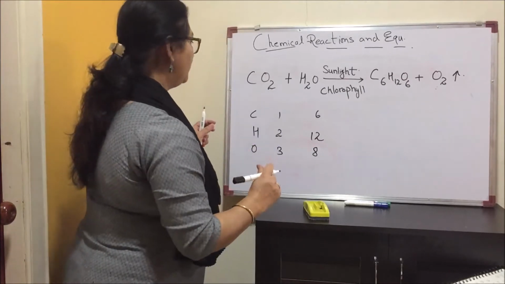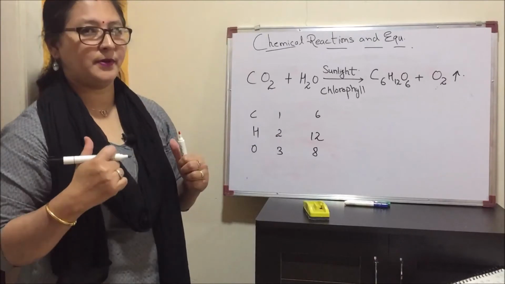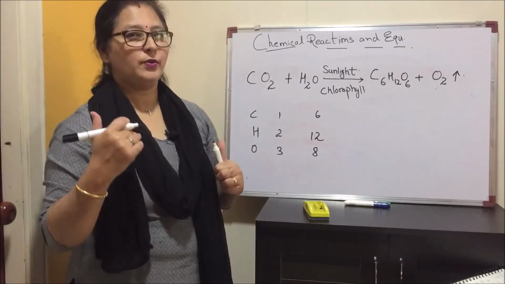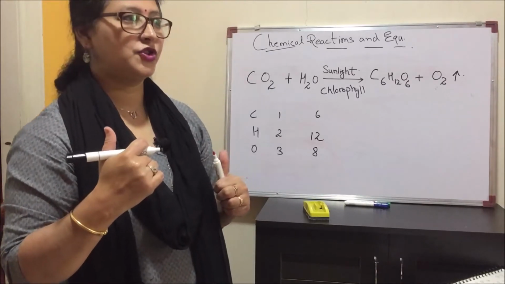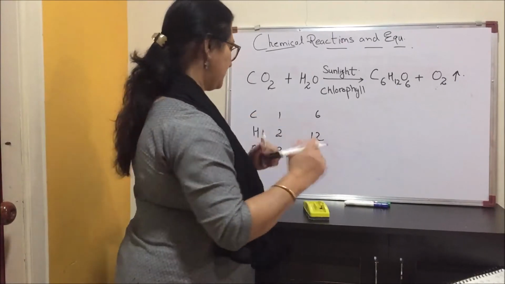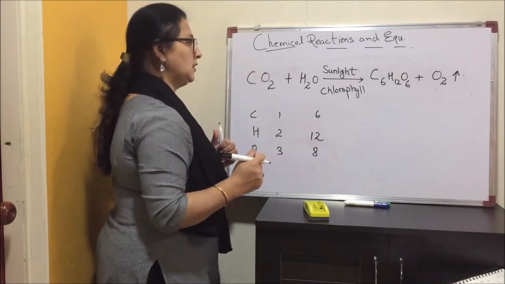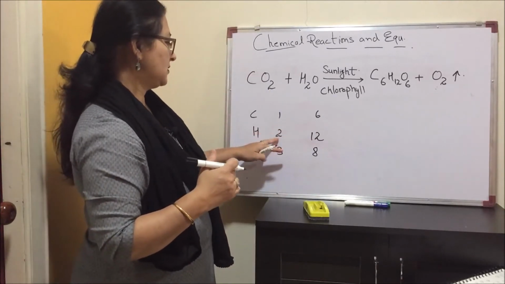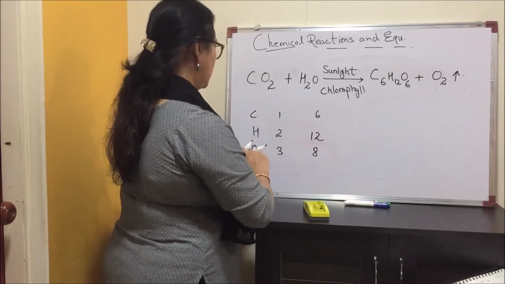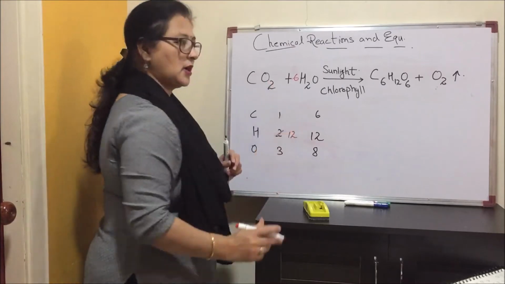Fine. Now let's start with hydrogen. Why are we starting with hydrogen? Because according to the rule given in your book, we have to start with the atom which is more in number, the highest amount of atoms, so that is hydrogen. So if the hydrogen is 12 here and 2 here, to make this 2 into 12, what I am supposed to do, I will multiply this 2 with 6. Clear? So hydrogen is now balanced.